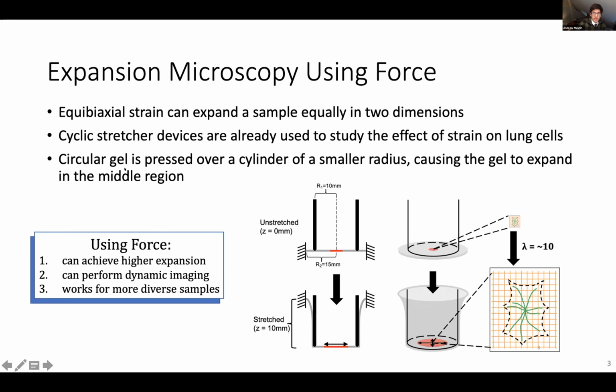And the pros of using force are that we can achieve a higher expansion, we can perform dynamic imaging, and this works for more diverse samples than the traditional method.